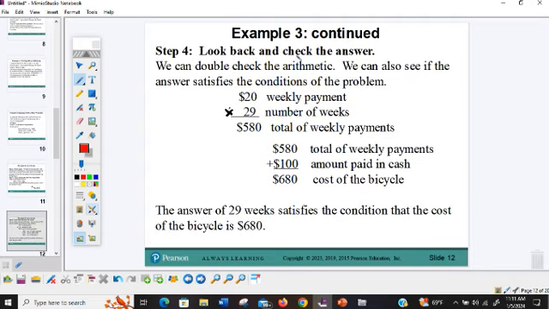You definitely want to look back and check your answer. So at $20 times 29 weeks, we do get the 580. And then if we add back the 100 we paid, we do end up with the cost of the bicycle, which is $680.